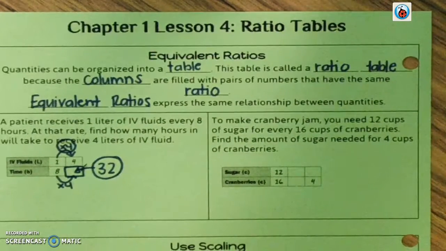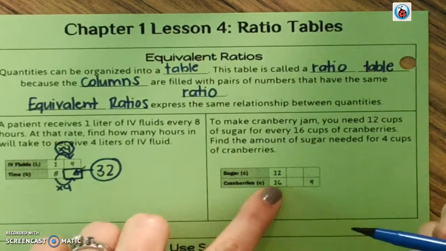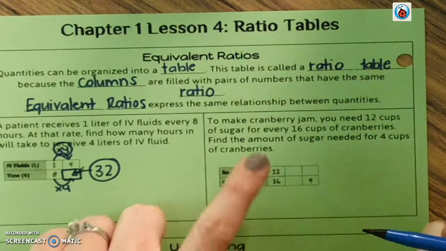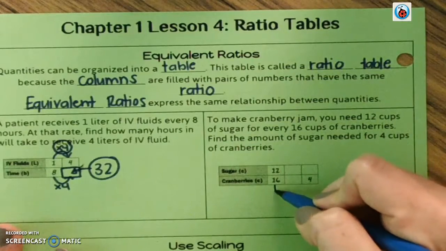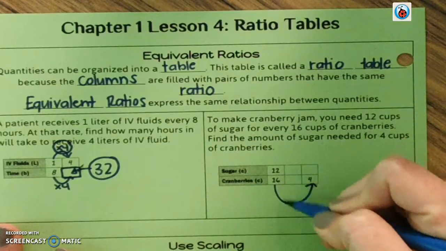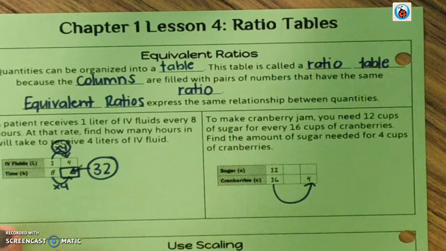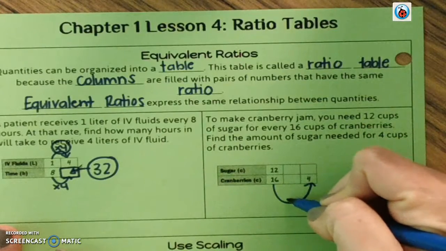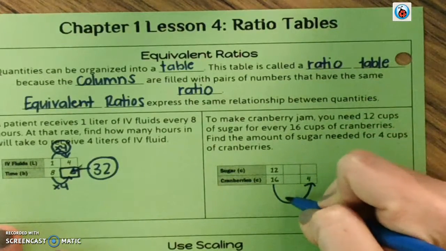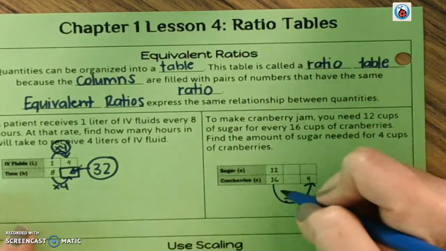Okay, the next one's a little bit harder. To make cranberry jam, you need 12 cups of sugar for every 16 cups of cranberry sauce. So they got 12 and 16. Find the amount of sugar needed for 4 cups. If it was a one-step problem, it'd be really easy, right? How would I get from 16 to 4, Logan? Multiply 4 times 4. So 16, how do I get it? Am I going to multiply by 4 or divide by 4? Divide. But it's asking you to do 2 steps, right? Do you guys see that?